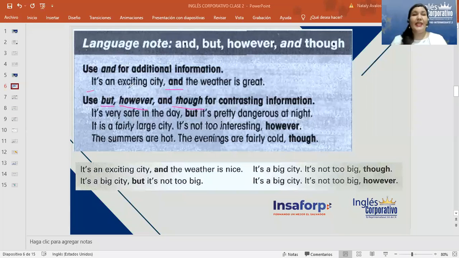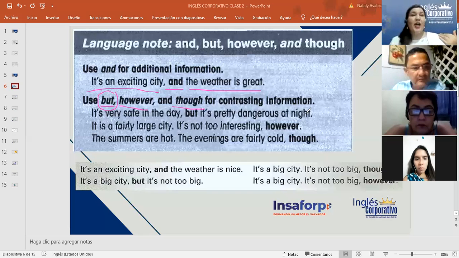It says, it is an exciting city and the weather is great. So you are telling me that the place is nice and the weather is fantastic. So you are adding information. If I tell you it is an exciting city, but the weather is terrible, so if I use but, I contradict the information, okay? It's an exciting city, but the weather is terrible, right? And if I tell you it's an exciting city and the weather is great, I am giving you extra information about the place.